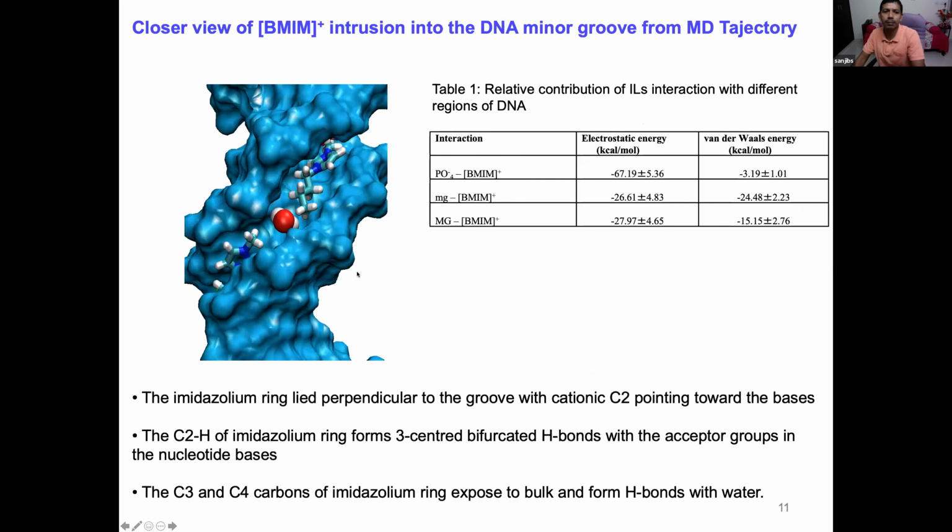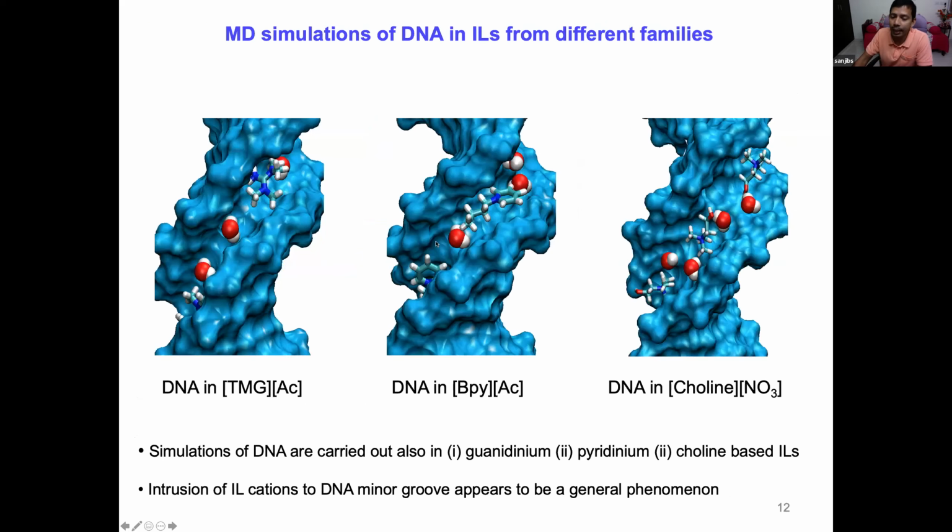What we found is pretty interesting: apart from interacting with the phosphate backbone, the IL cations are also getting into the minor groove of the DNA. We also checked the interactions. We found that the IL cation, which is bemene here, interacts with the phosphate backbone mainly by electrostatic interactions. However, with the minor groove and major groove, the bemene cation also interacts by both electrostatic and van der Waals interactions.